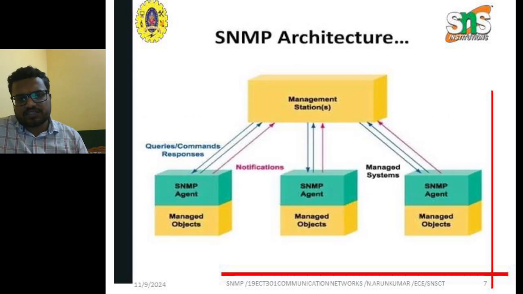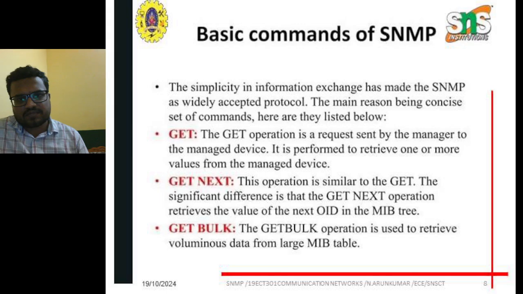Architecture: the architecture is based on a simple client and server. The managed objects can communicate with the notification based on the agent. Basic commands: it is mainly accessed on Unix and Linux OS software. Get means get the information, the get operation. Get next means the next operation. Bulk means a bulk amount of data is assigned based on the MIB table.